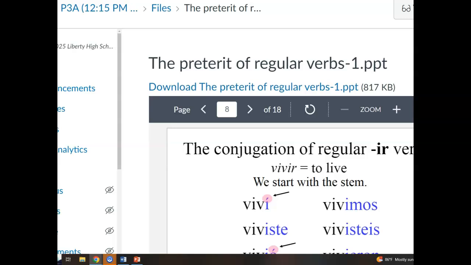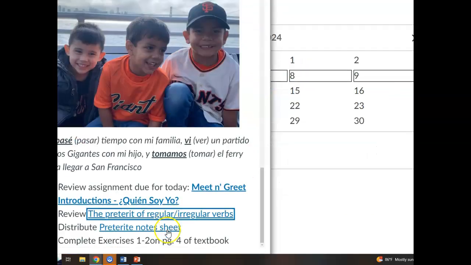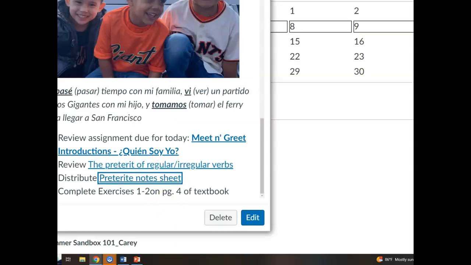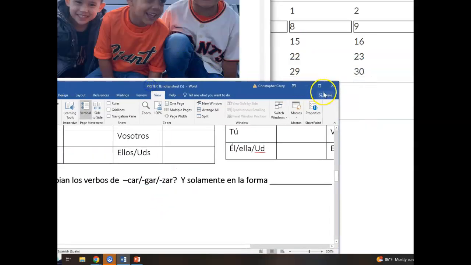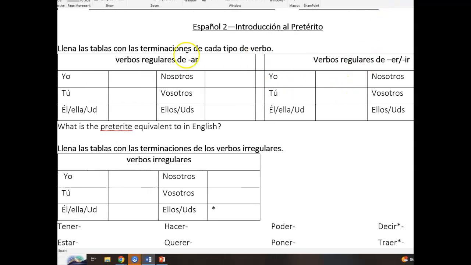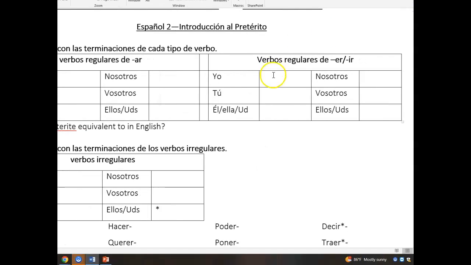Using those notes, you're going to fill in the handout, which is right here, and which will be distributed to you guys. Not sure why that's uploading. I'll fix that. But this is what that handout looks like that'll be distributed to you. So you're essentially using the notes from that slideshow to fill in your regular AR endings. Again, aste, é, amos, aron. And your regular ER and IR verb endings in the preterite. Iste, ió, imos, and ieron.